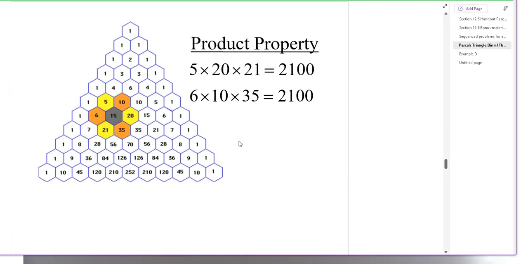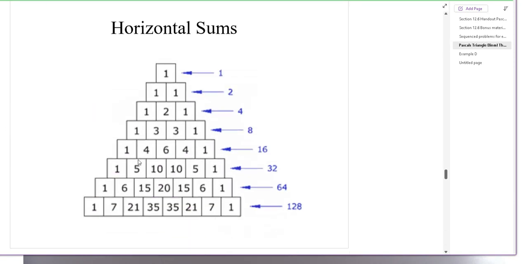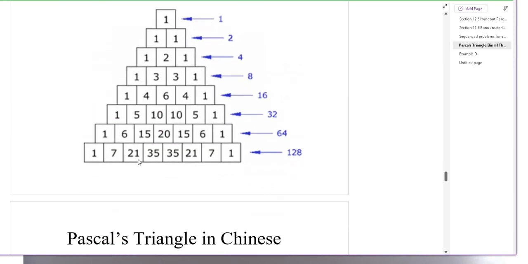This is kind of cool. You can pick any point in Pascal's triangle and then multiply together the alternating numbers. So 5 times 21 times 20 gives you 2100. Or if you do 6 times 35 times 10, 2100. At any point in Pascal's triangle. And the properties just go on and on and on.